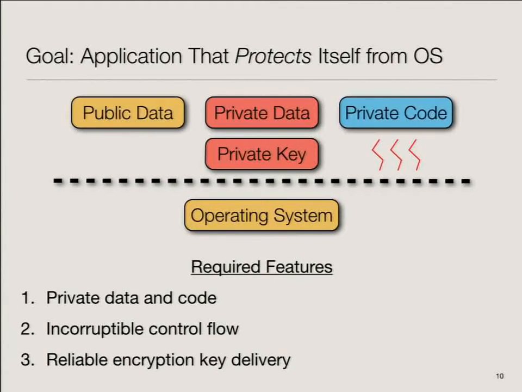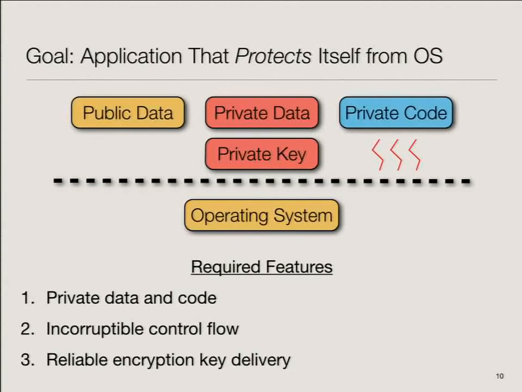The goal of Virtual Ghost is to build a system that allows applications to protect themselves. And there are three features that such a system requires. First, applications require private data and private code. They're still going to need public memory that the operating system kernel can read and write so that they can communicate with the operating system kernel, but they're also going to need memory that the operating system kernel cannot read and cannot corrupt.